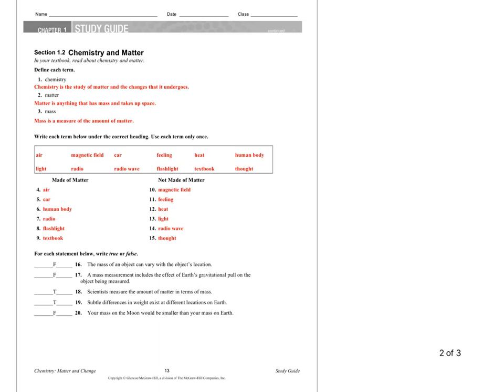Now in the other things we have a magnetic field, heat, light, radio wave, another key area of science. These are all forms of energy, whereas thoughts and feelings are neither matter nor energy.